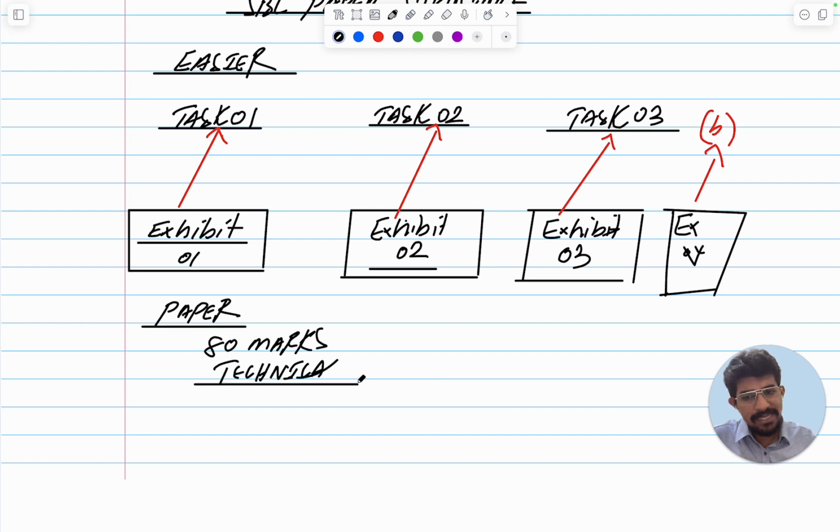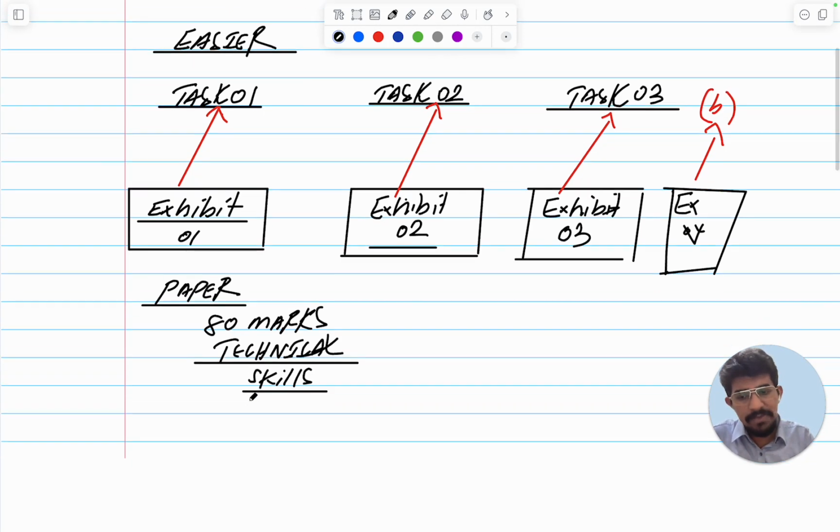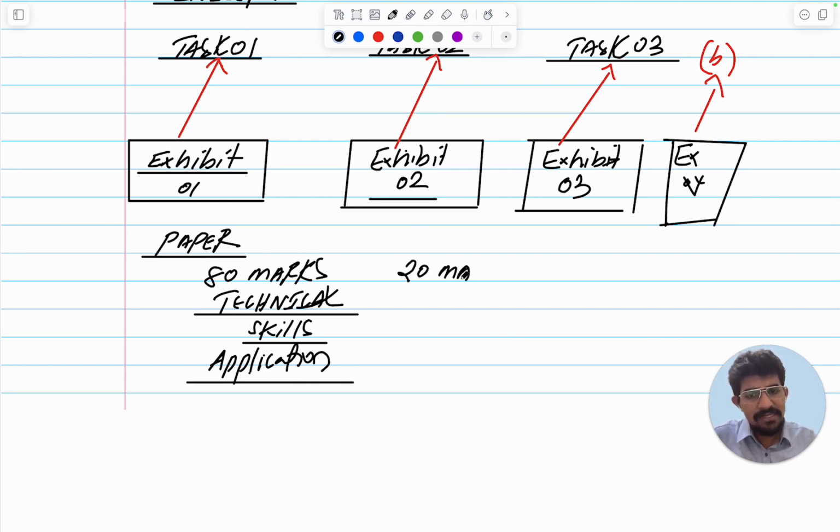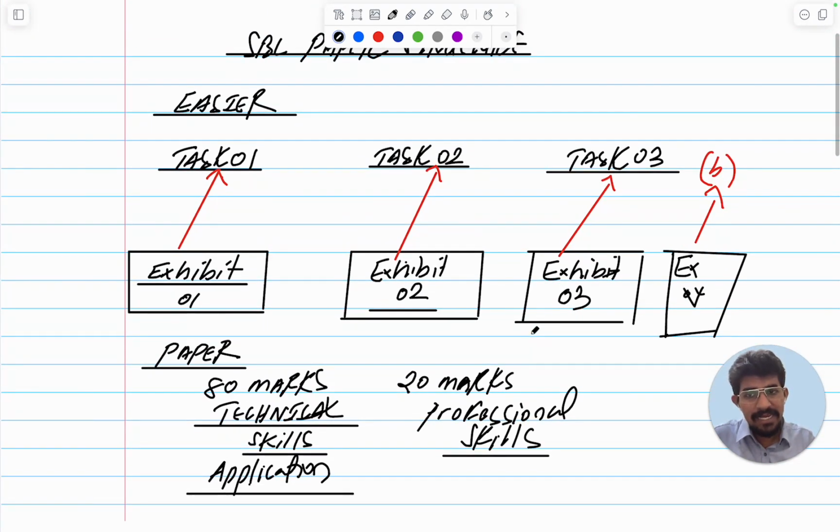Although the examiner says it's technical skills, the correct term can be application, because students who have passed this SBL or who have experienced this paper will know the reality of this. So I will write down here, students, that it is technically the application skill, and I believe that is very, very clear for the students. And the advantage of this examination is that 20 marks is effectively provided for professional skill. 20 marks is effectively provided for what skill, students? Professional skill, which I will be explaining in another video as well. But remember, students, you are only writing 80 marks.